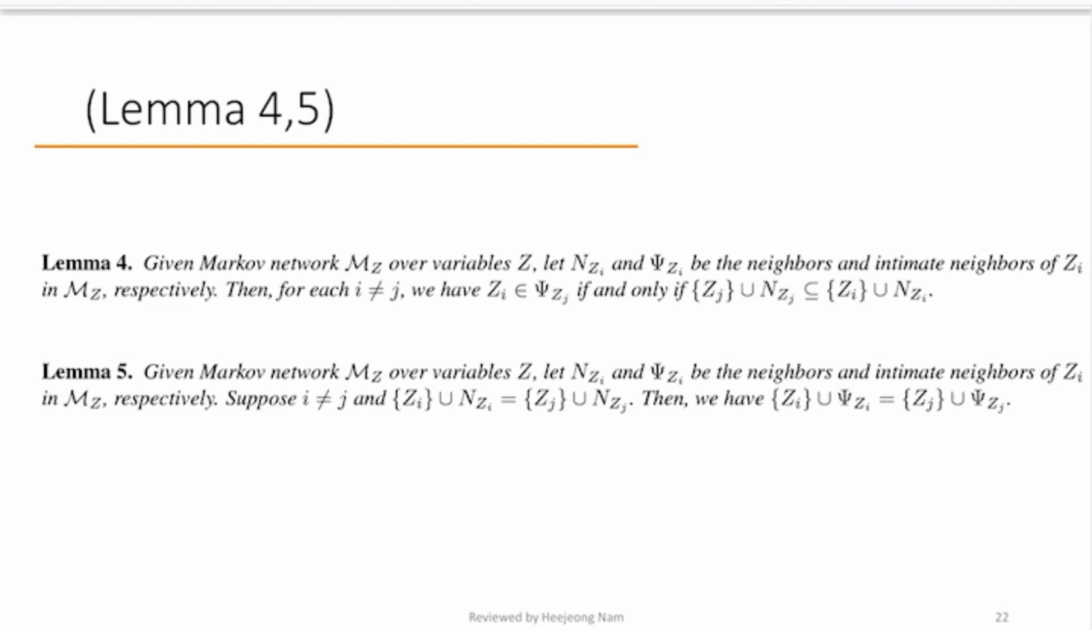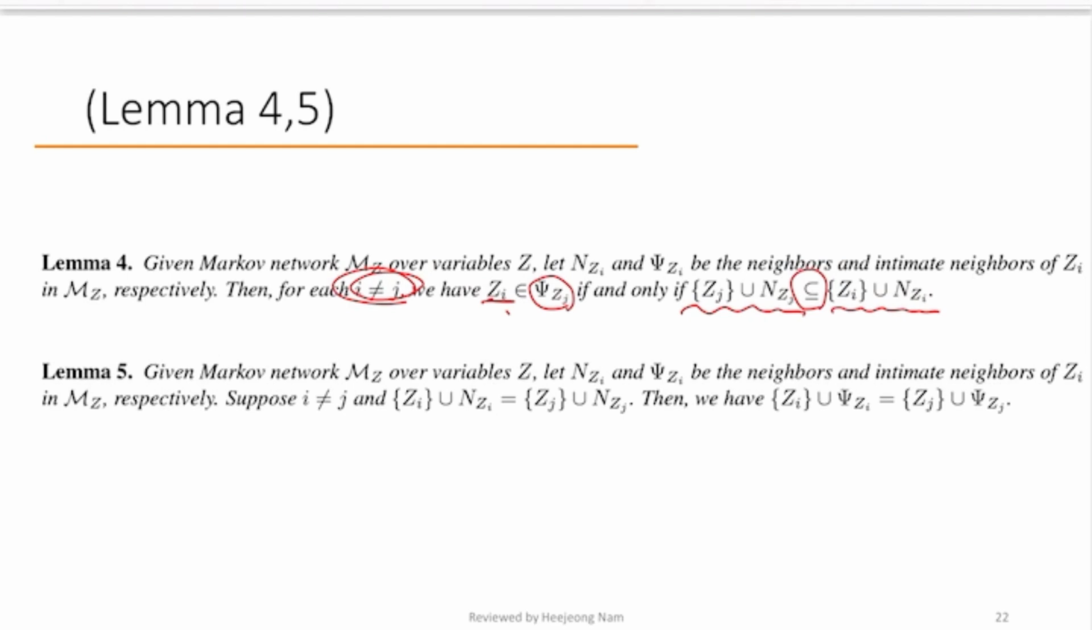Lemma 4 denotes that given a Markov network over variable z, if we say N is the neighbor and Psi is the intimate neighbor, then for each i not equal to j, we have z_i in the intimate neighbor of z_j if and only if the union of z_j and the neighbor of z_j is a subset of the union of z_i and the neighbor of z_i. We will omit the proof. If you are interested, you can refer to the original paper.